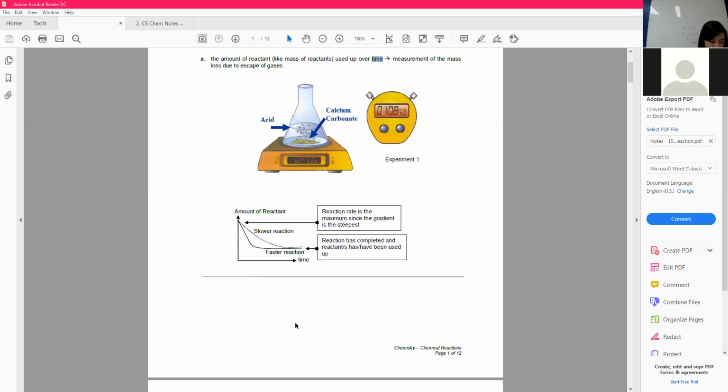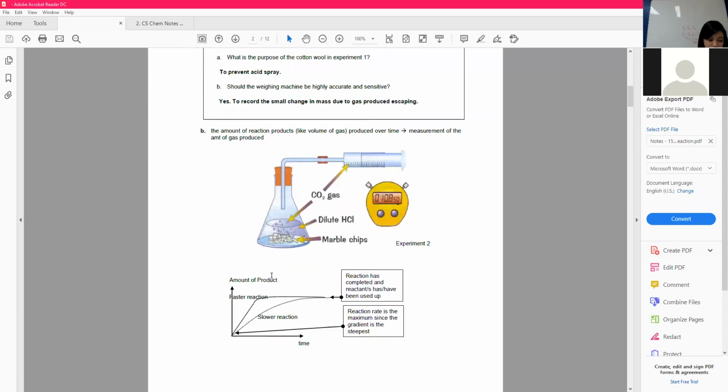Another way to measure how fast is the speed is to measure the amount of product that is produced over time. Every time when you explain, make sure you must say over time. Don't just say measure the amount of product. Because if you don't compare with time, then you don't know how fast. Because speed is about the volume divided by time. So how much of the gas, for example, is being produced?